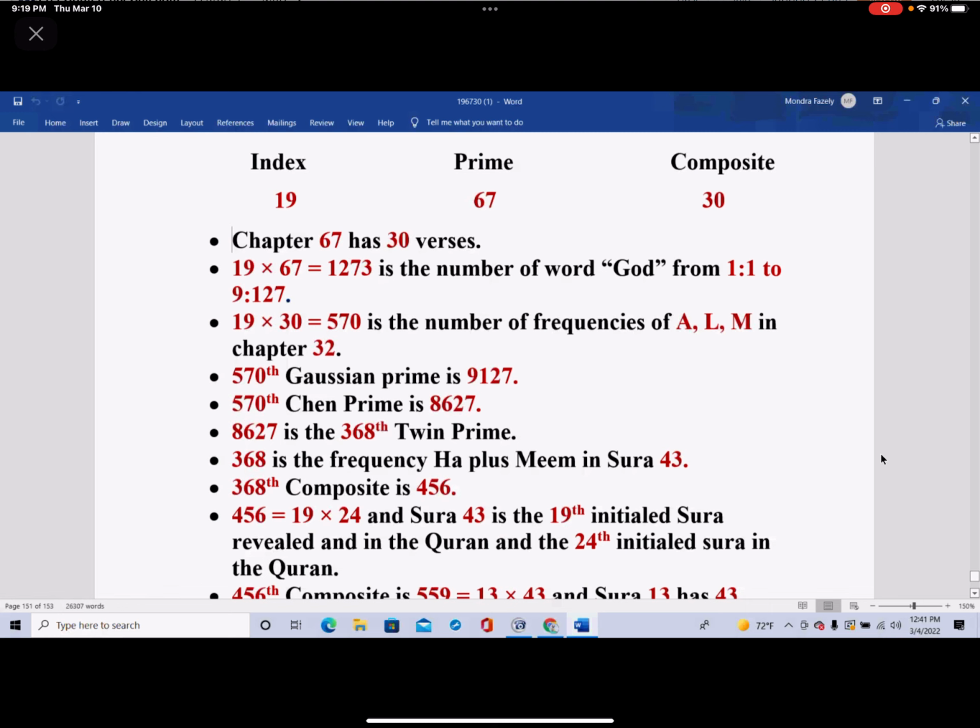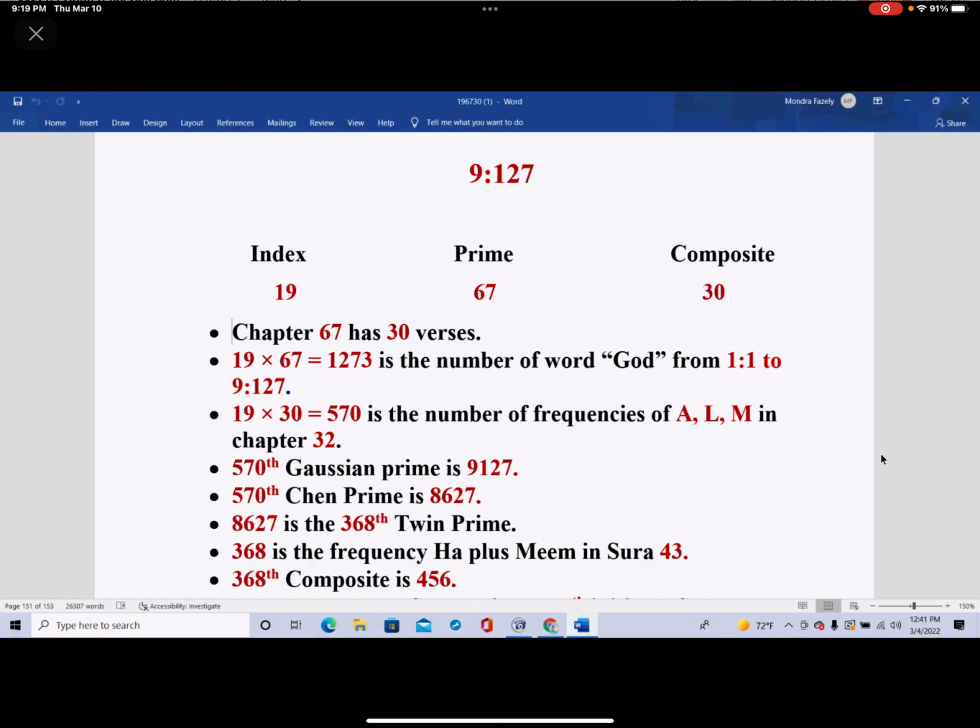So again, I want to go to 9127 and remind you of some stuff, and then there are some new bullets here that I want to share with you today. And then we see how this 9127 is actually connected to the structure of the Quran. Okay. So this is from the very simple relation. 19th prime is 67 and 19th composite is 30. So these are all reminders from previous things. So just refresh your memory.